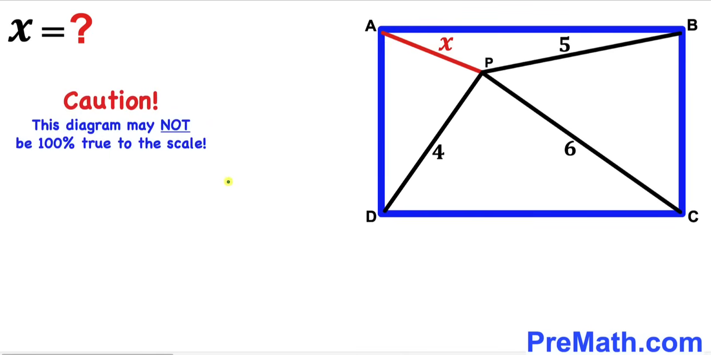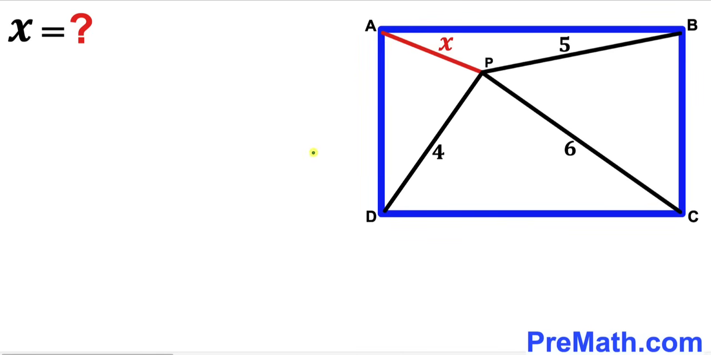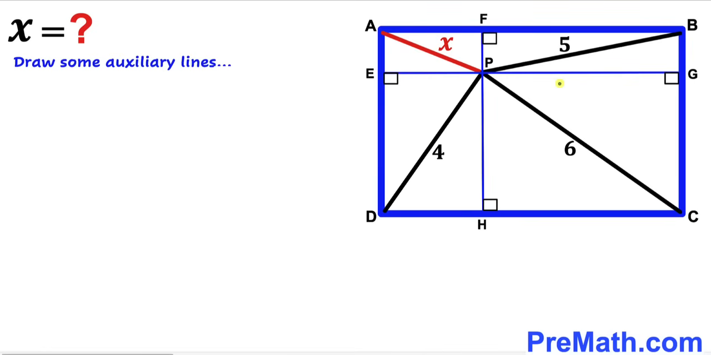Please keep in mind that this figure may not be 100% true to scale. Let's go ahead and get started. In order to make our job simple, we are going to draw some auxiliary lines. As you can see in this next step, I have drawn this horizontal line EG that passes through this point P. And likewise, this perpendicular vertical line FH that passes through point P as well.